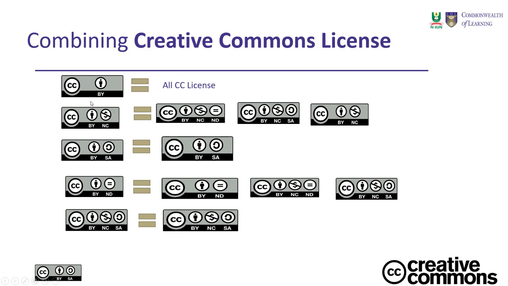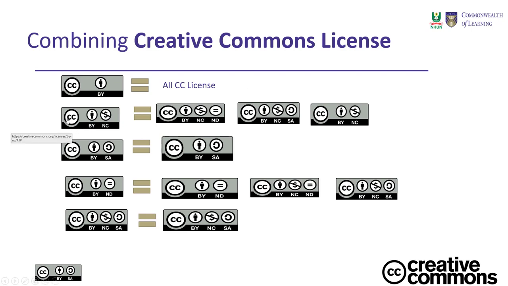Firstly, the CC BY. The CC BY license is the most permissive license of them all. Basically, what this license does is that it gives you permission to do whatever you choose to do with the work, as long as you give attribution to the creator of the work. With this license, if you are using a work and you want to license your own work, you can use any of the Creative Commons licenses for your work.